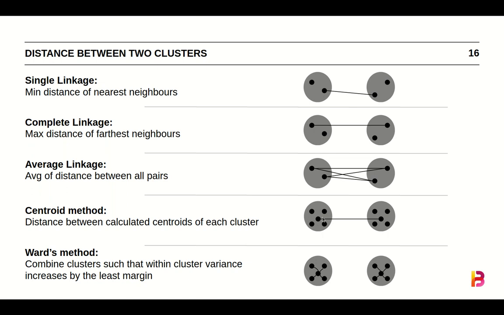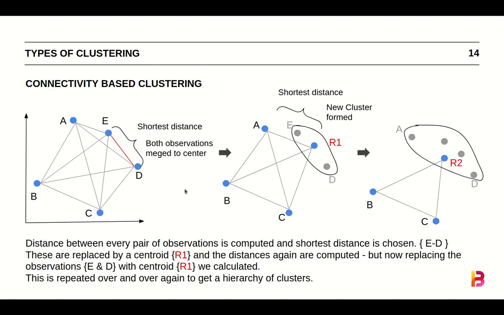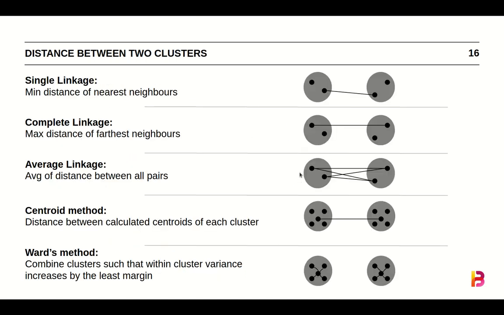If we calculate the centroid of one group, the centroid of the other group, and then the distance between centroids, it's called the centroid method. Now remember when I was explaining this example, when I said we replace E and D by a centroid and then again go about calculating distances, this is the exact method I was explaining. So the way we calculate centroid is fairly simple. There is a specific statistical formula to calculate centroid for any given set of points. However, most of the algorithms figure these out internally and we need not worry about them much. The final and a very powerful method is also called Ward's method.